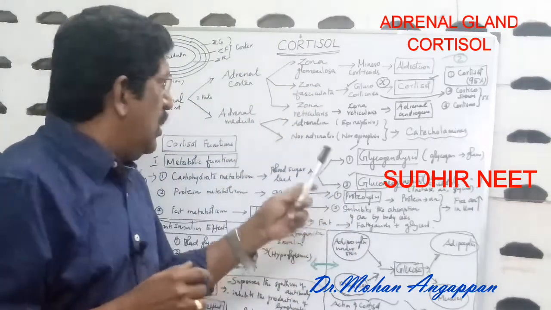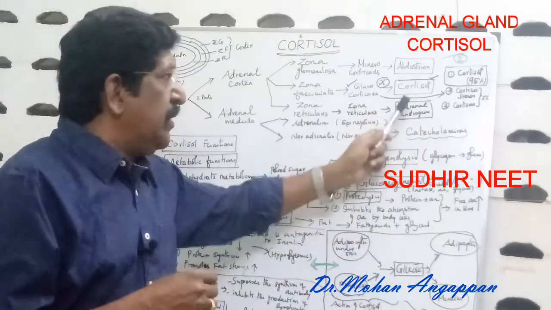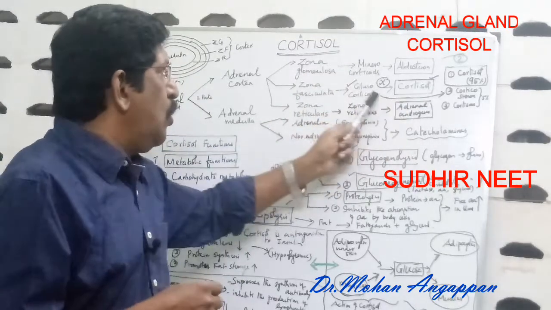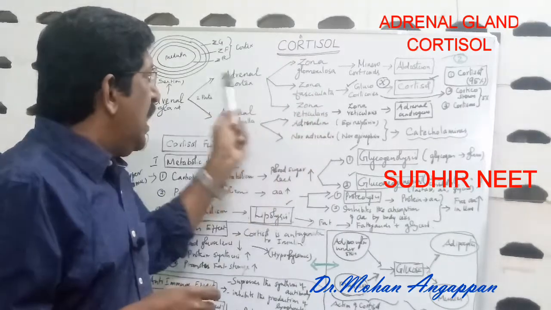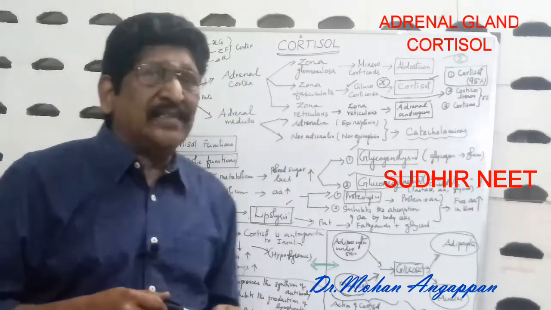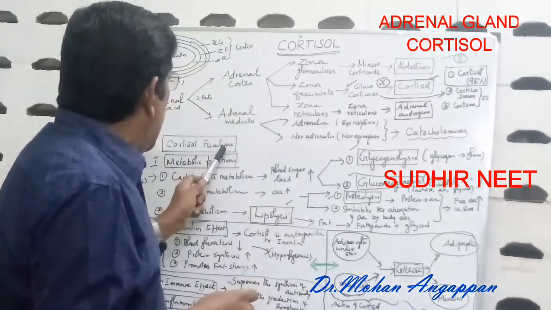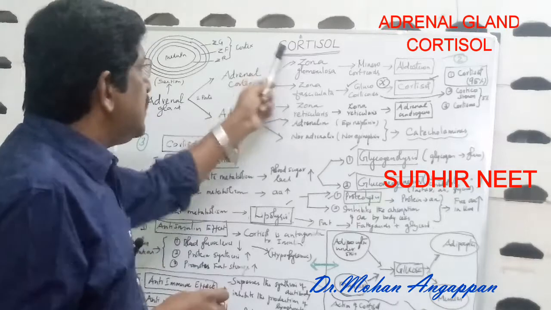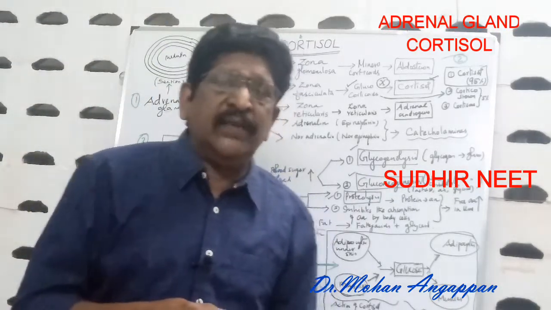Now let us take up, as I told you already, today the topic of the day is cortisol, the important glucocorticoid secreted by the middle layer of the adrenal cortex, zona fasciculata. Now, what are the functions of cortisol? If you take the functions of cortisol, it's very, very important.